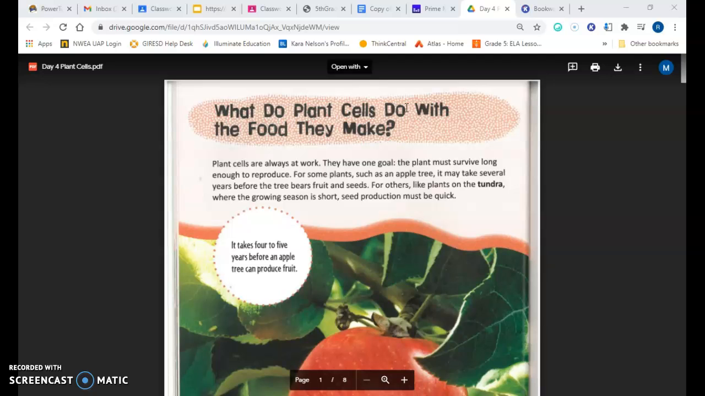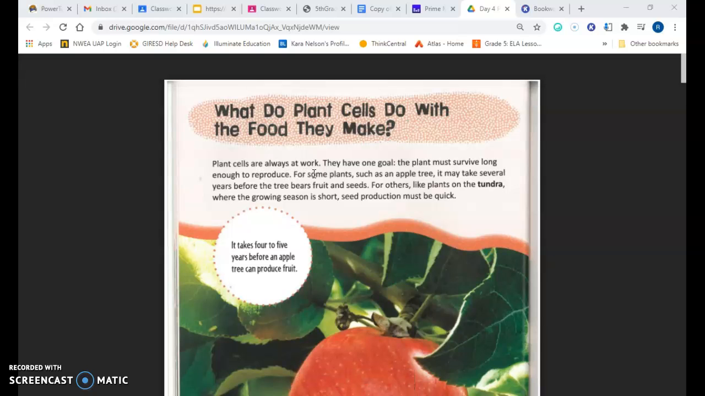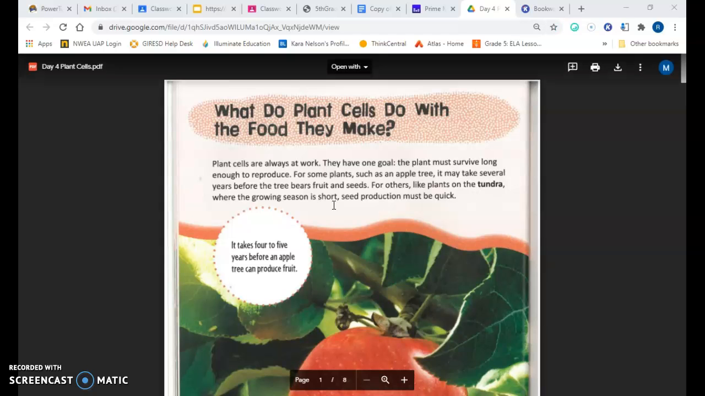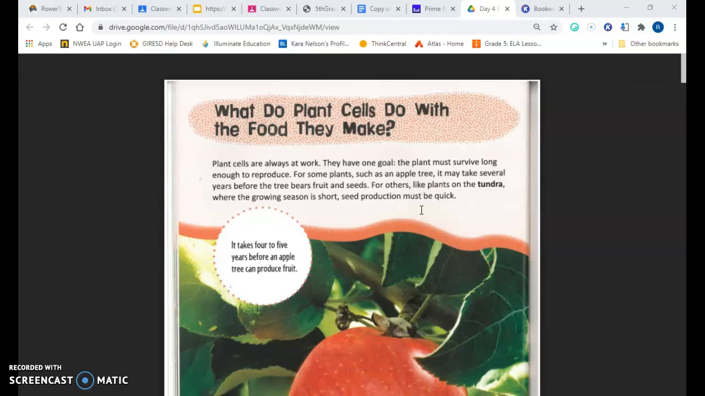So what do plant cells do with the food they make? Plant cells are always at work. They have one goal. The plant must survive long enough to reproduce. For some plants, such as an apple tree, it may take several years before the tree bears fruits and seeds. For others, like plants on the tundra, where the growing season is short, seed production must be quick.